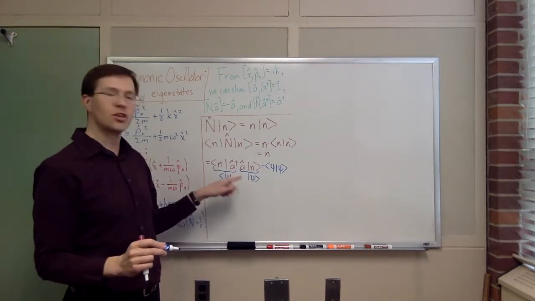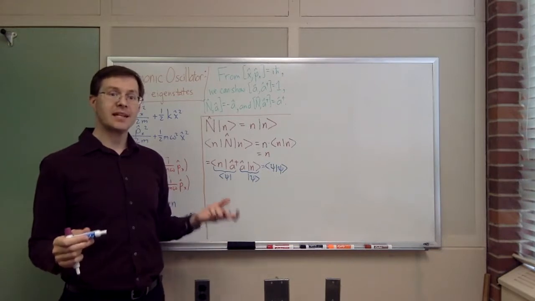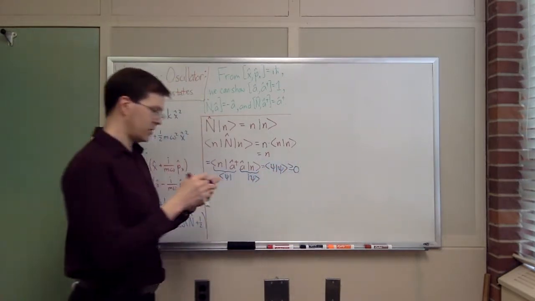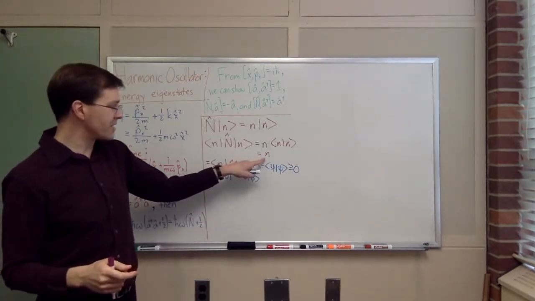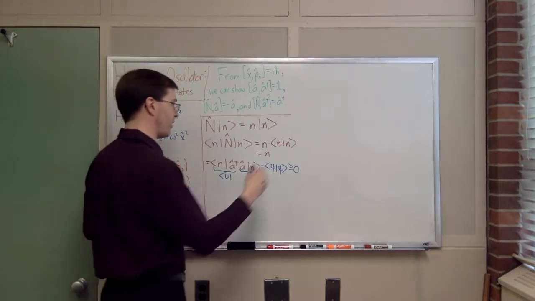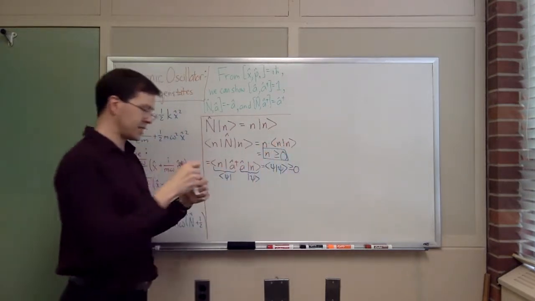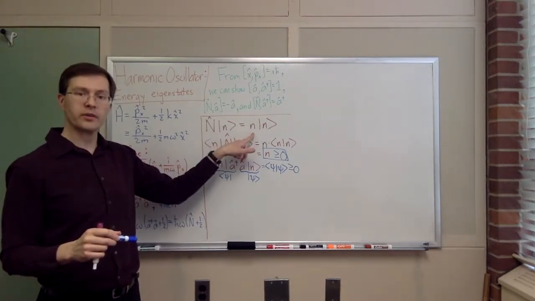Now you'd say, is that equal to 1? There's no guarantee this is a normalized state. But even if it's not normalized, it has to be greater than or equal to 0. So this state has to be greater than or equal to 0. So one result I have is that n is greater than or equal to 0. That's useful. That means that whatever my eigenvalues of n hat are, they're always greater than or equal to 0.